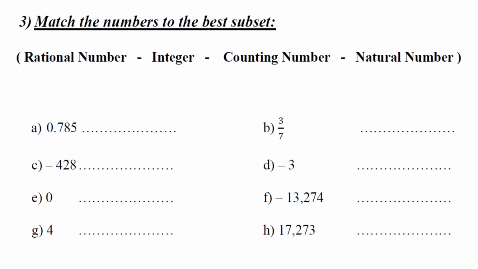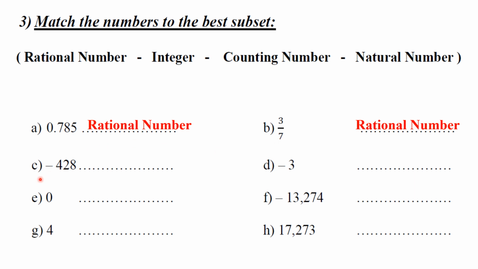Exercise 3. Match the numbers to the best subsets. We have rational number, integer, counting number, and natural number. On letter A, we have 0.785 thousandths. This is a decimal which belongs to the set of rational numbers. Letter B, 3 over 7 is a fraction, which is in the rational numbers.